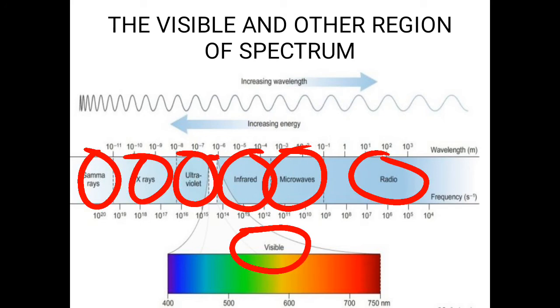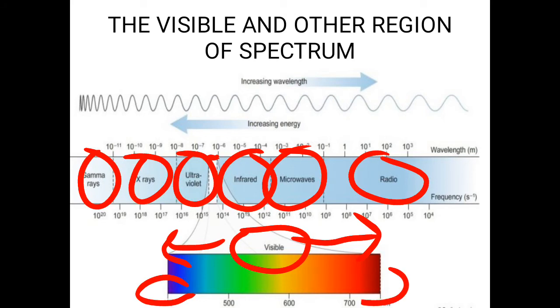And remember one thing, that we are looking only the visible regions, means the colors we are looking around us are only ranging between 400 nanometers to 750 nanometers. That's why this region is called as a visible region. So we go ahead and see what are the types of spectrum.